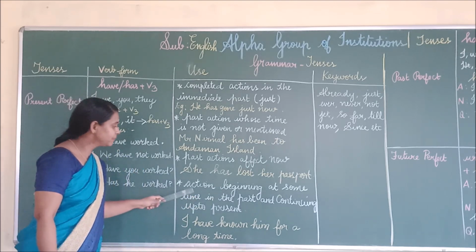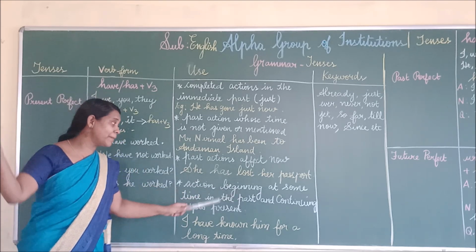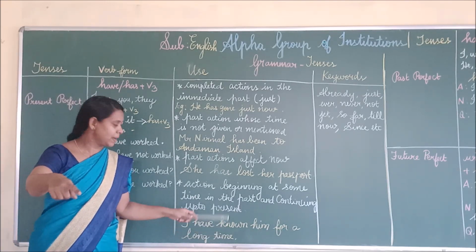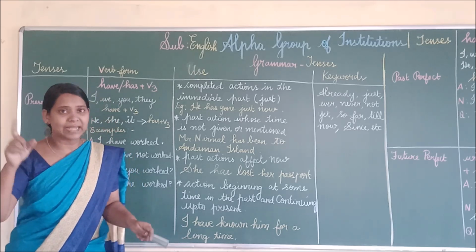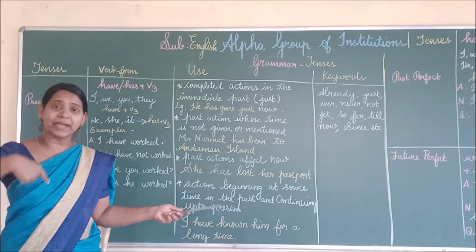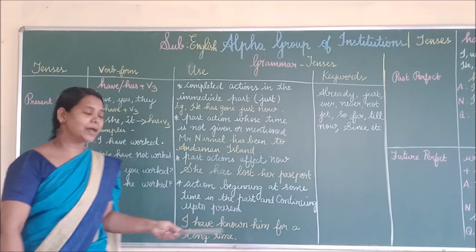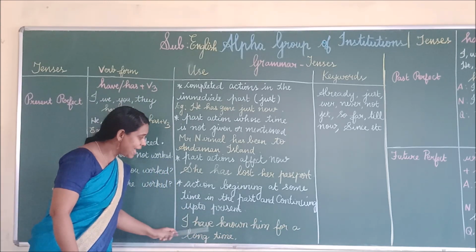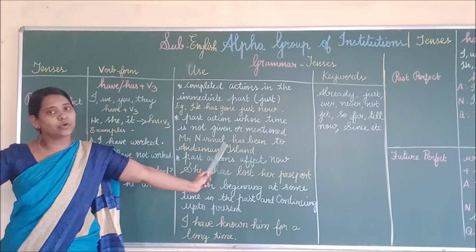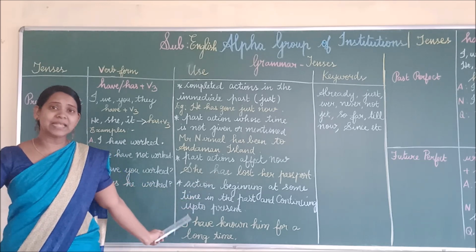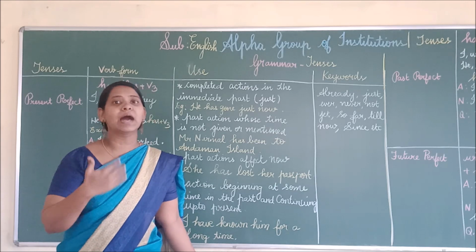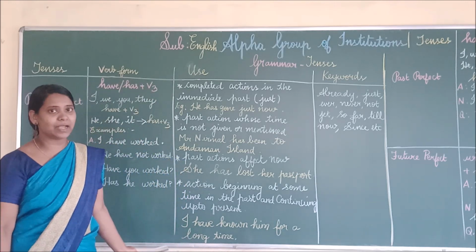And next condition, action beginning at some time in the past and continuing up to the present. Okay, an action that has started in the past and is continuing at the present. For example, I have known him for a long time. That means I have known him in the past, and till now also I have known him. Is it clear, my dear children?